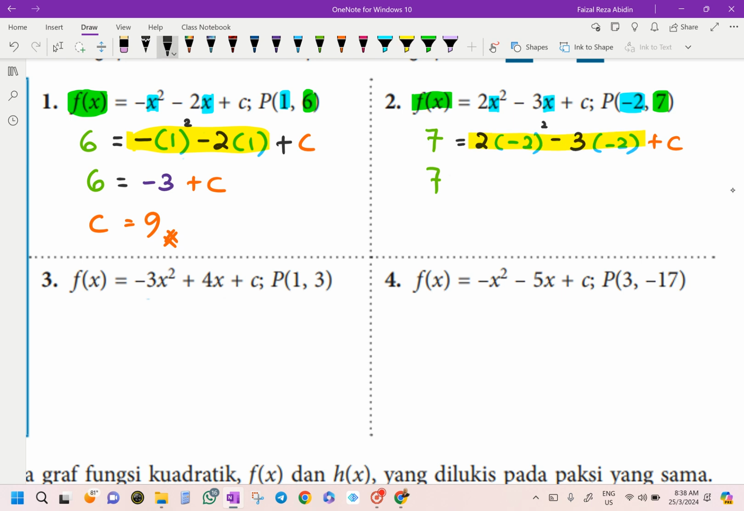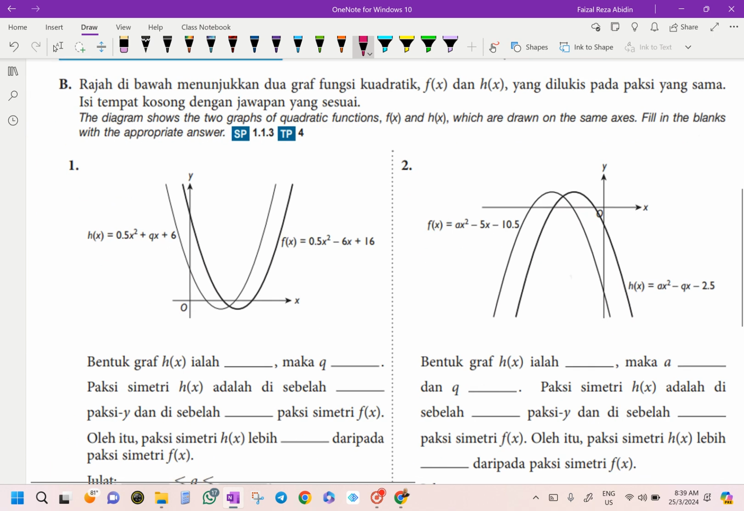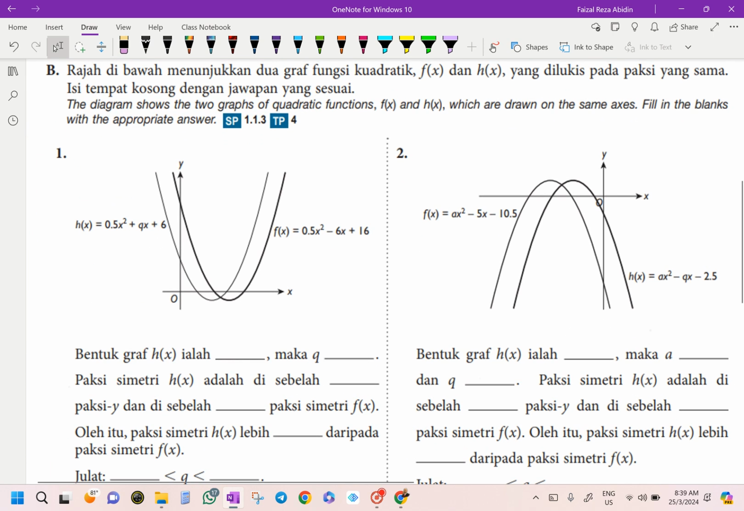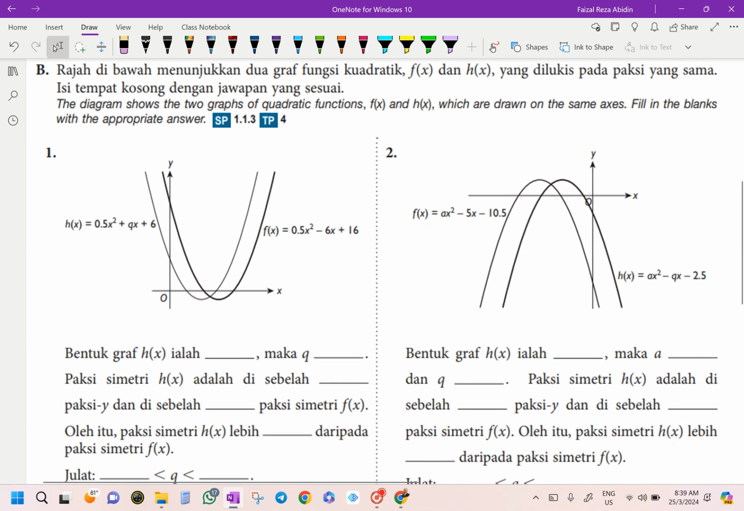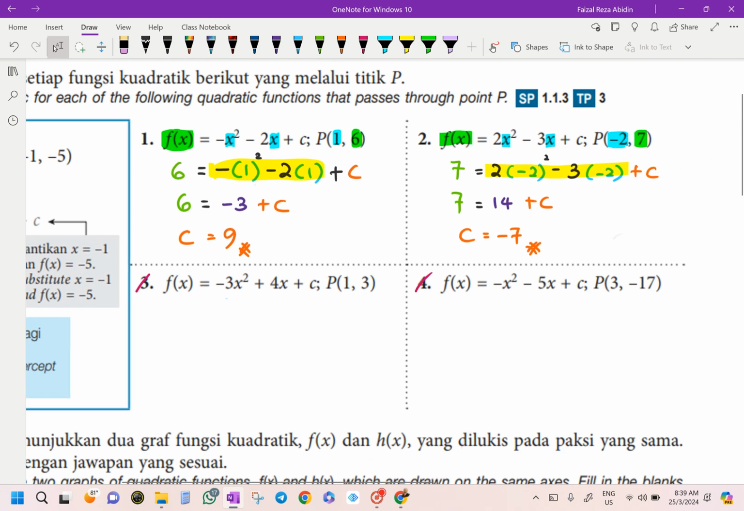Betul tak? Dapat tak? 14. Dapat. Plus with C. So, bring 14 to the other side. It's going to be 7 minus 14. So, you're going to get C equals negative 7. Can girls? Okay. So this one for number 3 and number 4, boleh buat lah kan? Can ah? Okay. Now if you look at B here. The diagram shows two graphs. Laju ke? Boleh tak? Boleh.